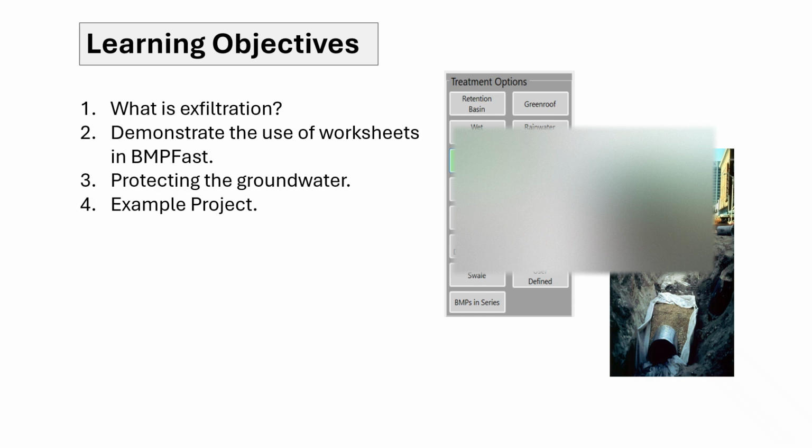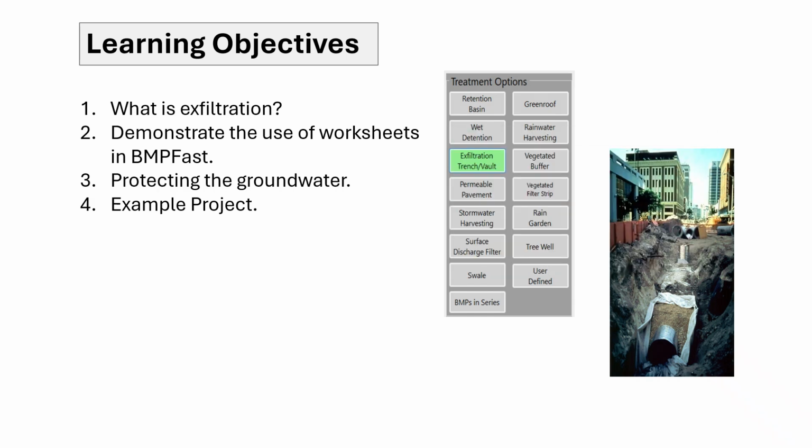In this session, our learning objectives are to understand a key stormwater management practice, exfiltration. We'll define what exfiltration is, differentiating it from other infiltration methods, and explore why it's a popular best management practice, particularly in areas with limited ground space.